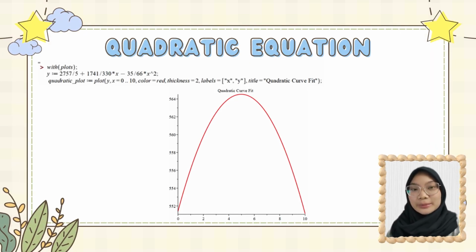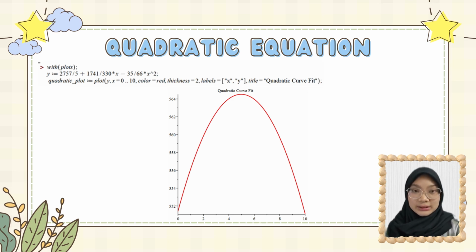Assalamualaikum, my name is Amira Adriana binti Ahmad Tamizi. I will explain about our quadratic equation graph. First, we have the quadratic curve fit graph. To plot this graph, we use the quadratic equation in the form of y equals ax squared plus bx plus c. We insert our fitted equation, which is y equals 2757 over 5 plus 1741 over 330 x plus 35 over 66 x squared.